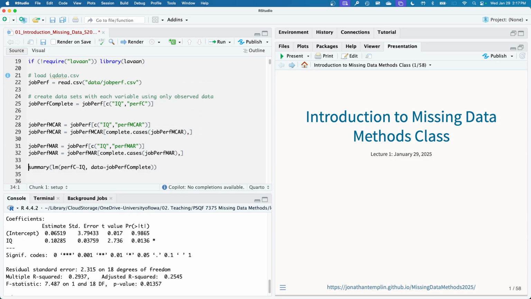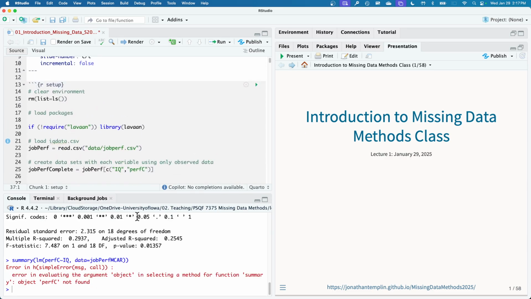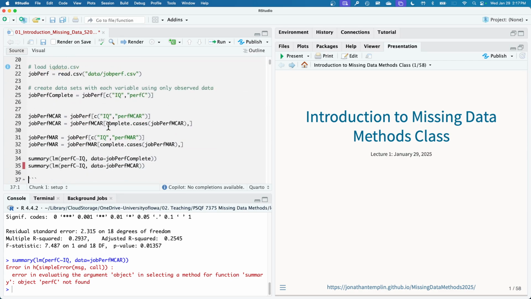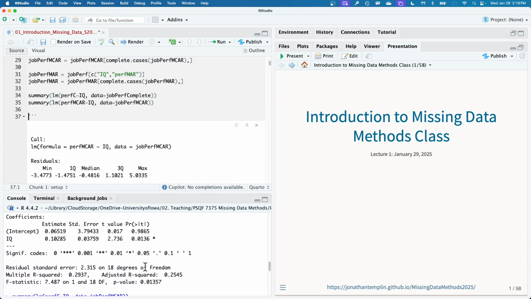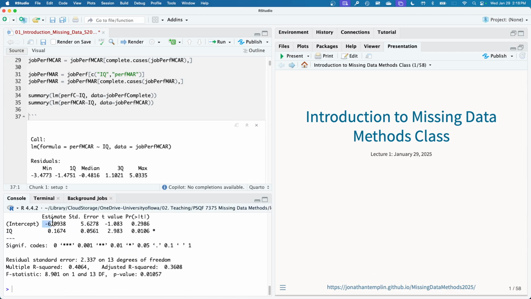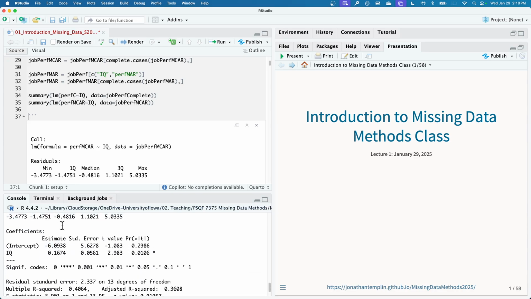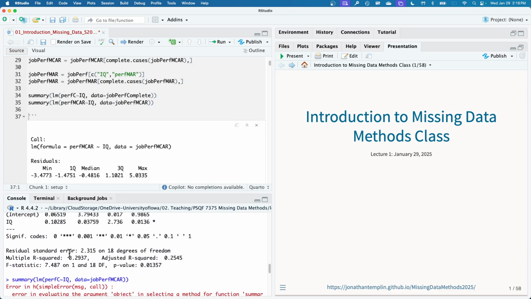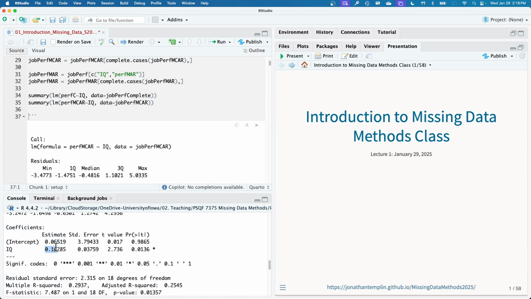If I do summary of LM, in this case, it will be perf C tilde IQ, data equals job perf complete. That is what happens with our complete data using simple linear regression. Now, if I take the same line and change this to job perf MCAR, yes, perf C is not there, it's perf MCAR. Do that. Now, here's what happens. Our intercept changes quite a bit. Our point estimate of the slope, 0.16 versus 0.10, those are pretty close. So not too terrible. But now let's see what happens when we take missing at random.